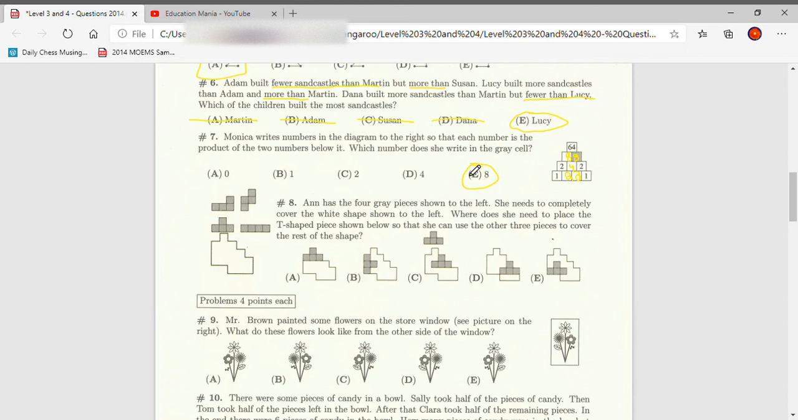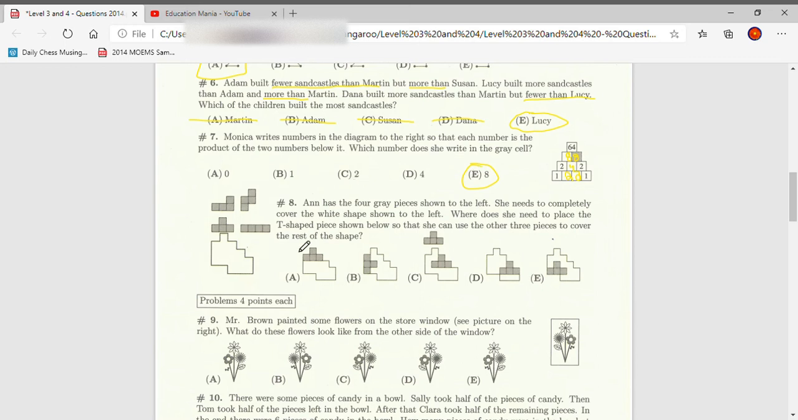Last 3-point question. Anne has the 4 gray pieces shown to the left. She needs to completely cover the white shape shown to the left. Where does she need to place the T-shaped piece shown below so that she can use the other 3 pieces to cover the rest of the shape?